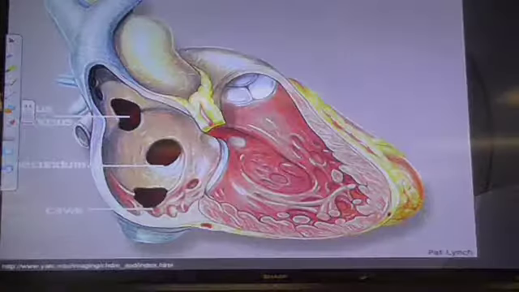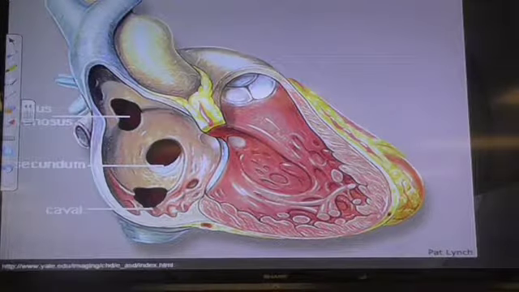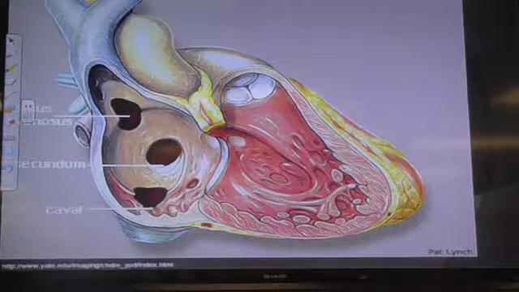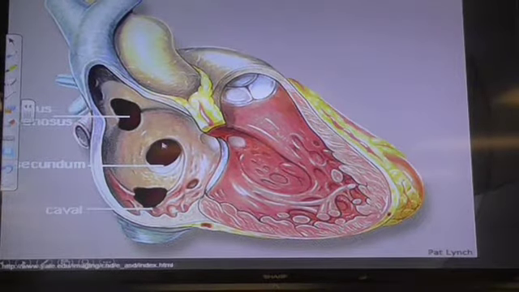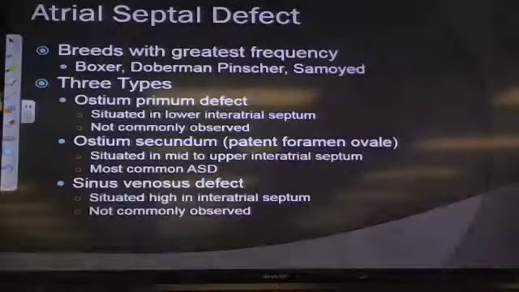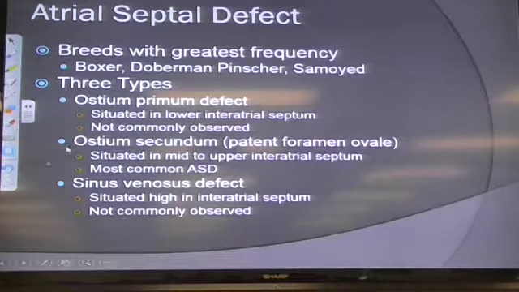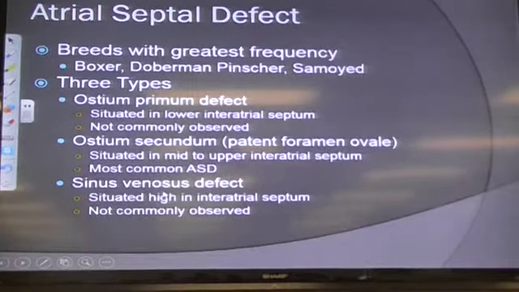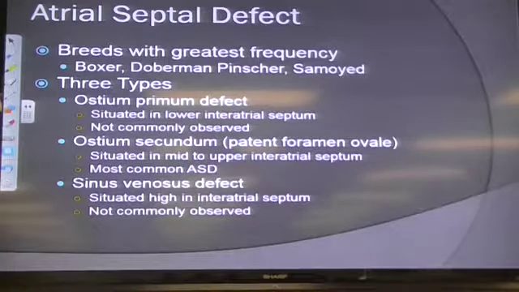This is actually another one of those embryologically relevant, what is the word I'm looking for? I don't want to say hole, there's another word, septal connection. Foramen, yeah, that's the word. So that's normally there, and then it closes near the time of birth. And sinus venosus is when it's higher up in the interatrial septum. That one's also not common.